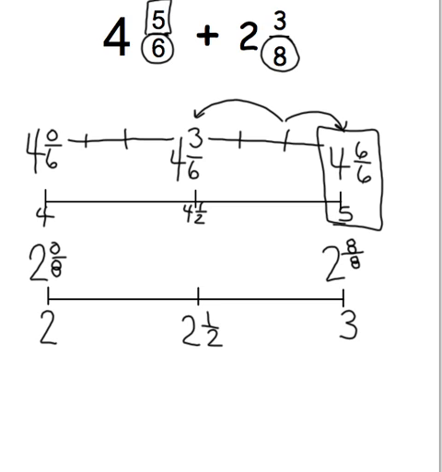Now we need to determine the equivalent mixed number for 2 and 1/2 with 8 as the denominator. We need to think in our head, what is half of 8, since that is what the numerator must be? Half of 8 is 4, so 2 and 4/8 is equivalent to 2 and 1/2.